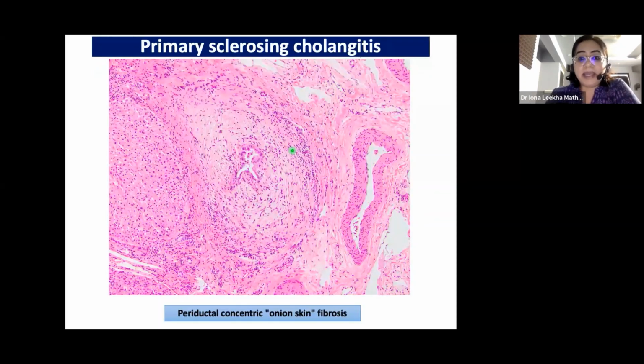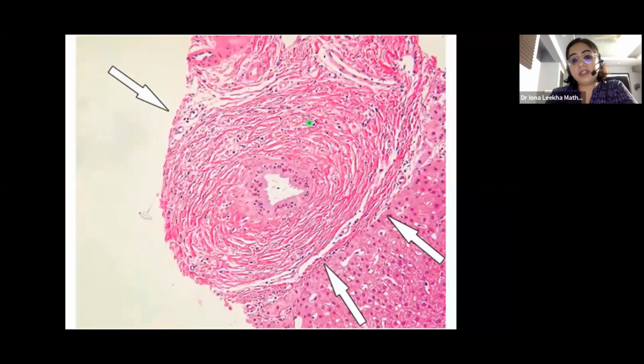Here you see a bile duct which shows a periductal concentric, it's concentric onion skin fibrosis. You can see the fibrosis around it. This is another picture which shows concentric fibrosis around the bile duct.